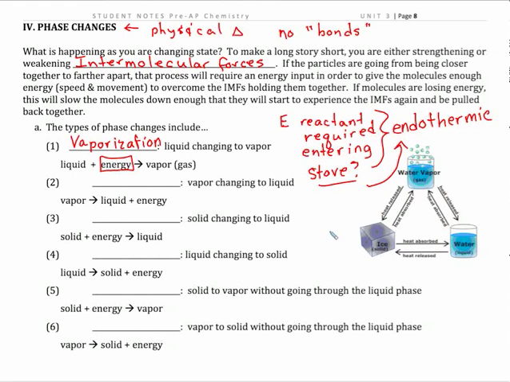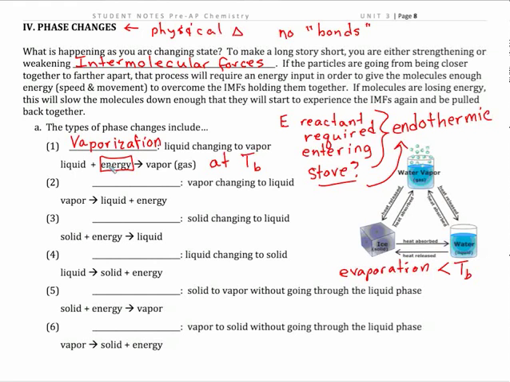Now, there is a difference between vaporization and evaporation. Evaporation occurs below the boiling point, below the temperature of boiling. Vaporization occurs at the boiling point.